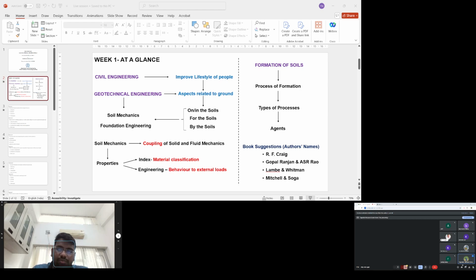And based on these properties, we derive some engineering properties which are useful to design the structures according to the necessity, and how these different types of soils will behave to the external loads that are applied. The loads in the sense can be mechanical, chemical, thermal, biological, anything.